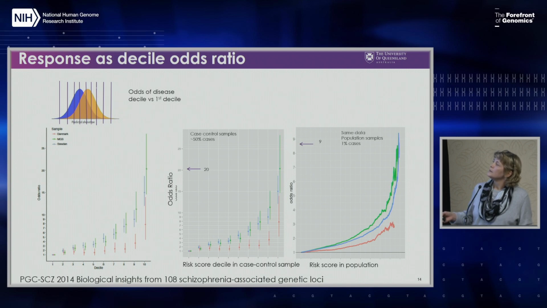What I'm trying to say here is that these decile plots can seem misleading because they're based on 50% cases and 50% controls. And if you recognize that in a population it's 1% cases, then the odds ratio compared to the first decile is really quite different, 20 versus 9.